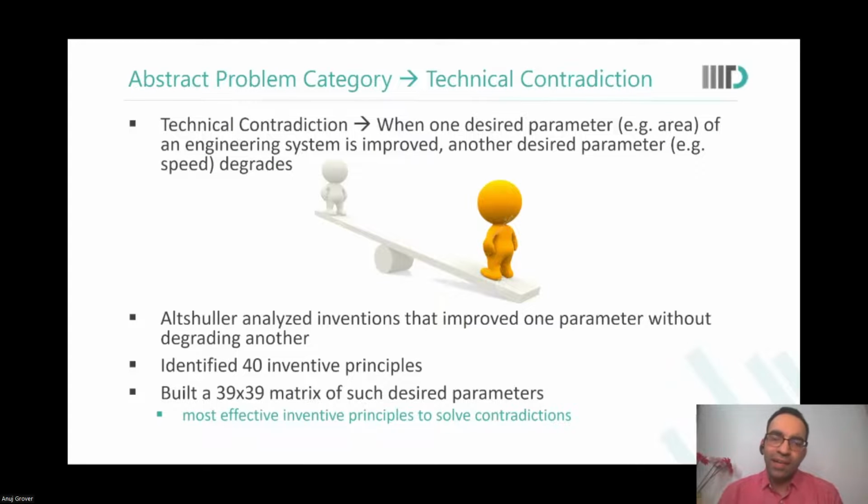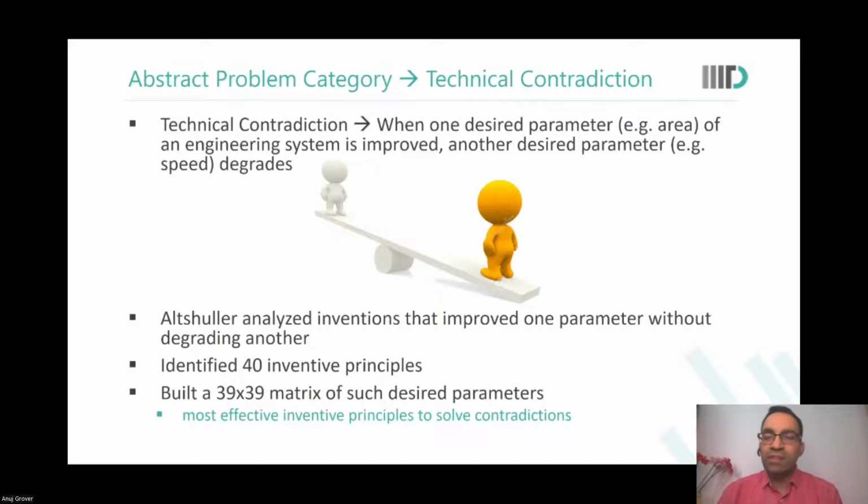So in this method of applying inventive principles, what we are looking at is that neither speed nor area, neither of the two desired parameters, should get compromised when we are finding a solution to the problem. How is this possible? In reality, as soon as I reduce the area, the speed degrades. So all my energy is focused on how to reduce the area only this much that my speed remains acceptable. That is where we struggle.